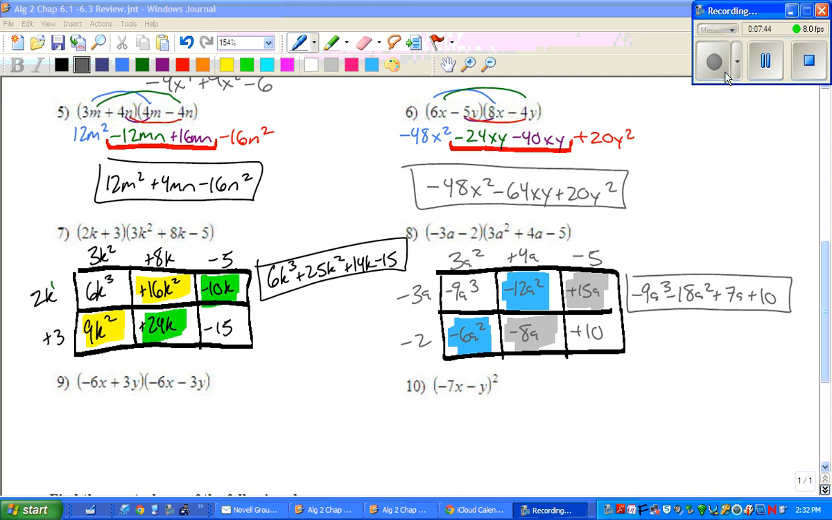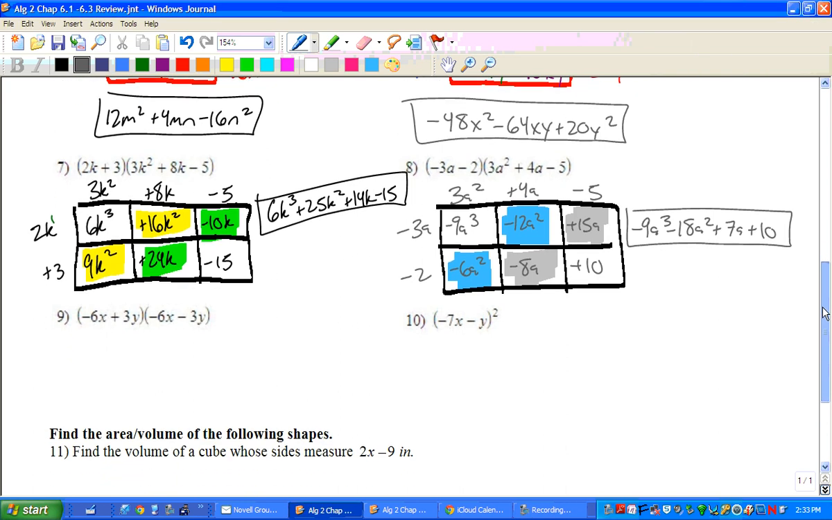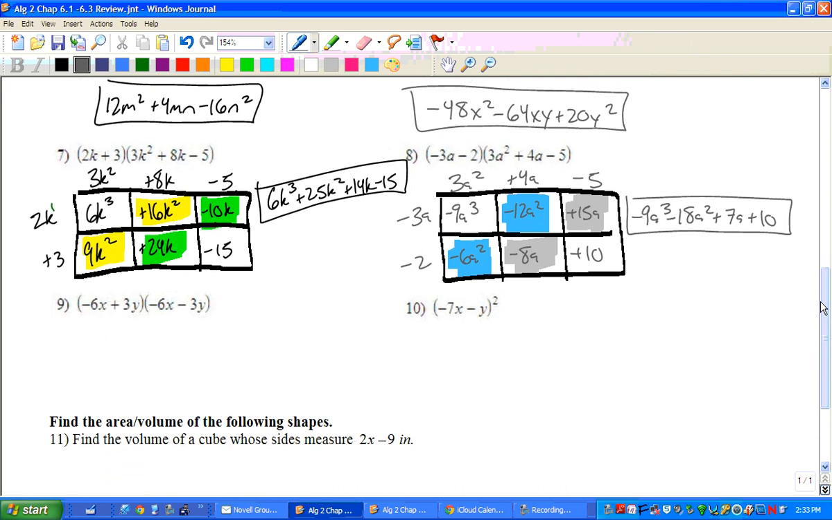Okay, there you go. You can see the like terms, the blues: you get negative 18a squared, and then the negative 8 plus 15 gives us positive 7a. Okay, number 9.